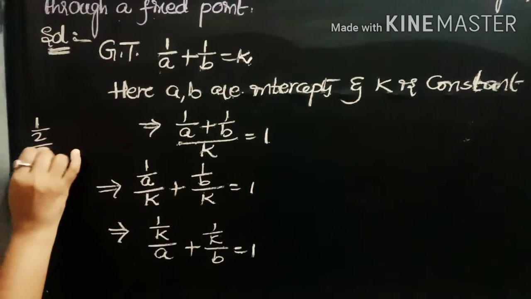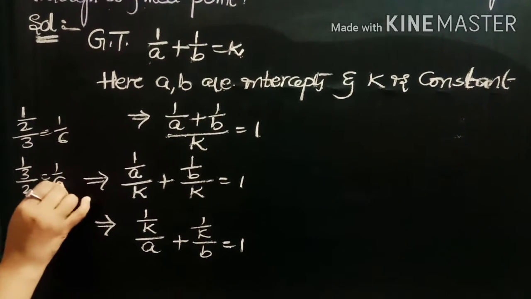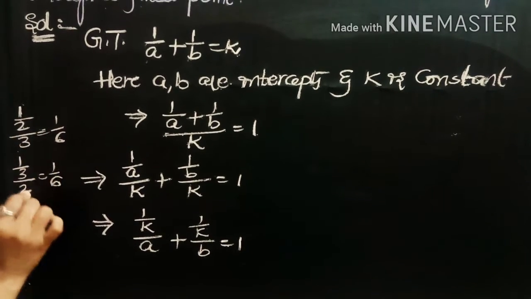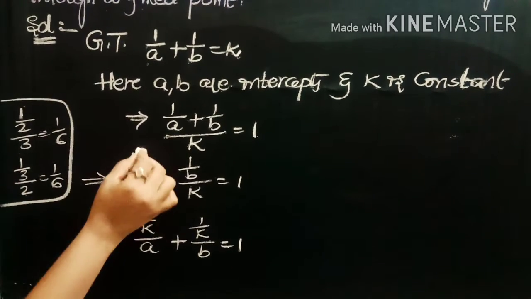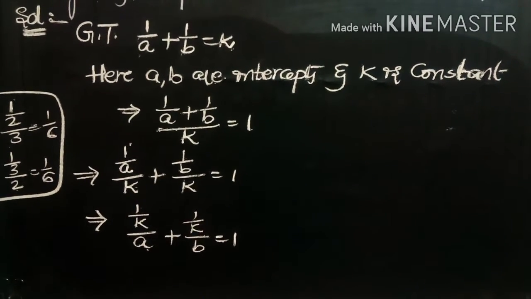What is the value of 1 by 2 by 3? This is equal to 1 by 6. And what is the value of 1 by 3 by 2? This is also 1 by 6. That is, 1 by 2 by 3 is nothing but 1 by 3 by 2, which implies 1 by a by k is equal to 1 by k by a. So this is 1 by k by b is equal to 1.